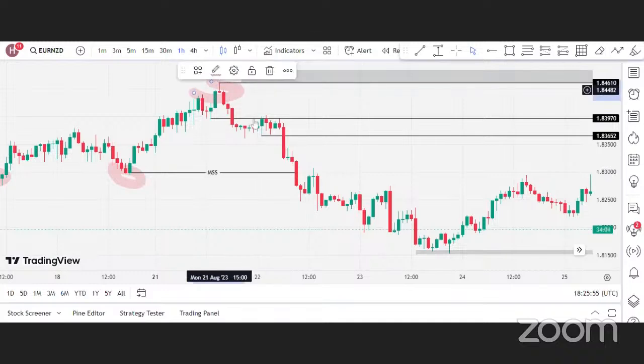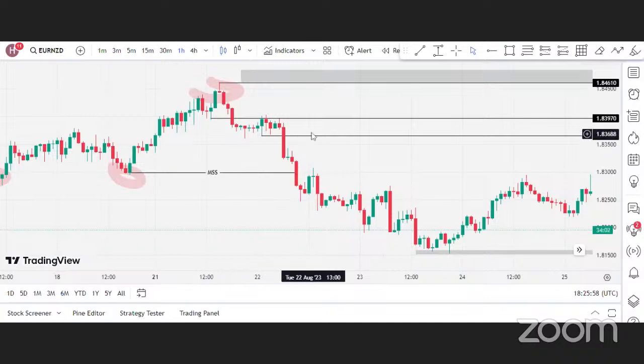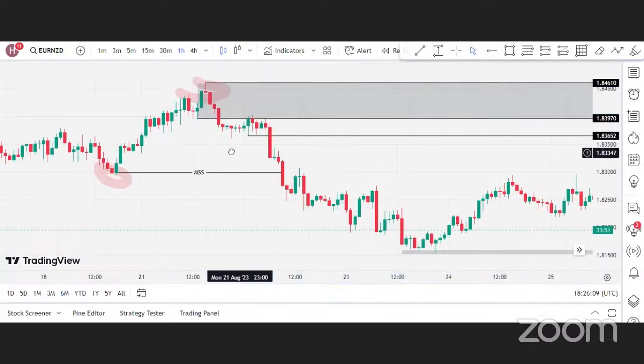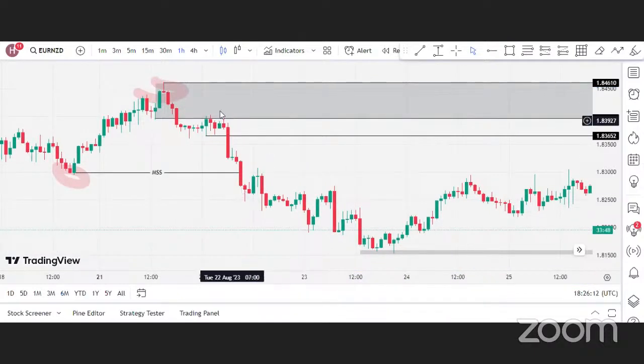So now this is where our resistance is. We now have a change of character around this area. What I mean by change of character is market structure shift. I just love to call it change of character. Some people call it change of market structure shift; change of character is all the same thing.